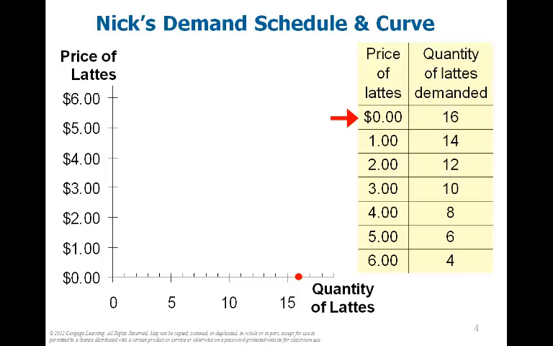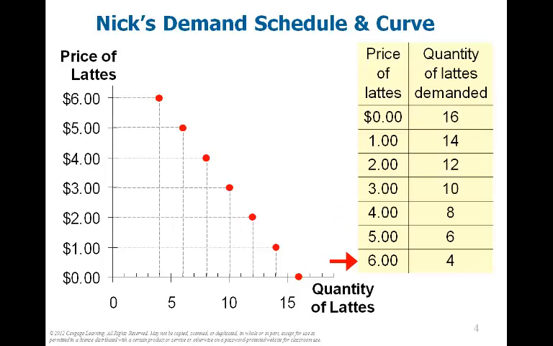So for instance, if the price were $0, I'd purchase 16 lattes. So the first point on my demand curve is the point $0 and 16 lattes. If the price were $1, I'd buy 14. If it were $2, I would buy 12, and so on. So each one of these sets of points is 1 point on my demand curve for lattes. Now, if we draw a line through all of these points, then we have my demand curve for lattes. The demand curve just shows how many lattes I would purchase at any hypothetical price.